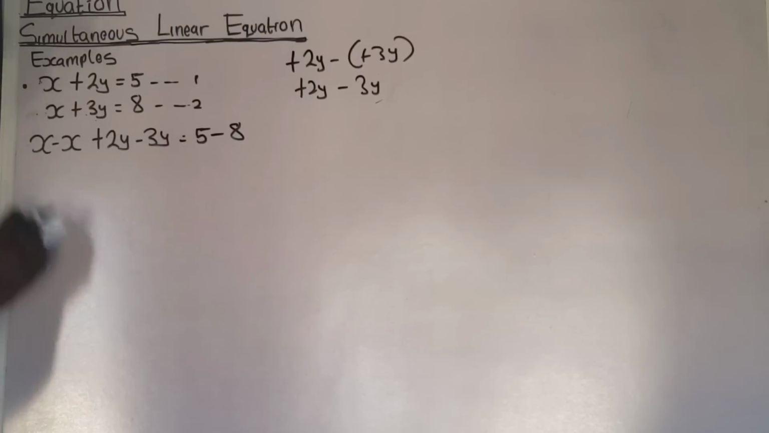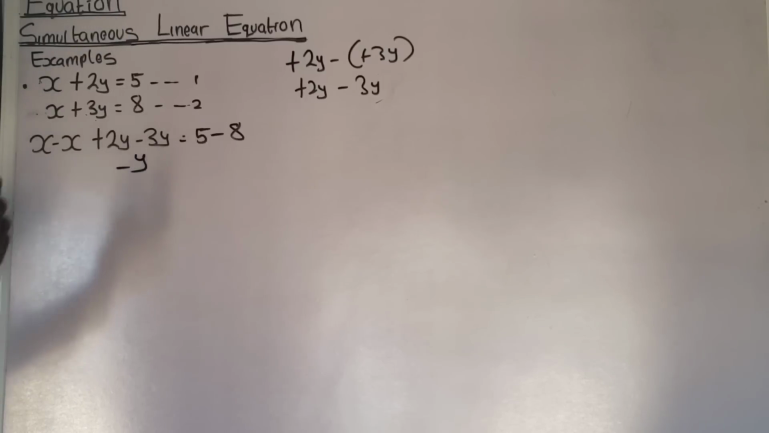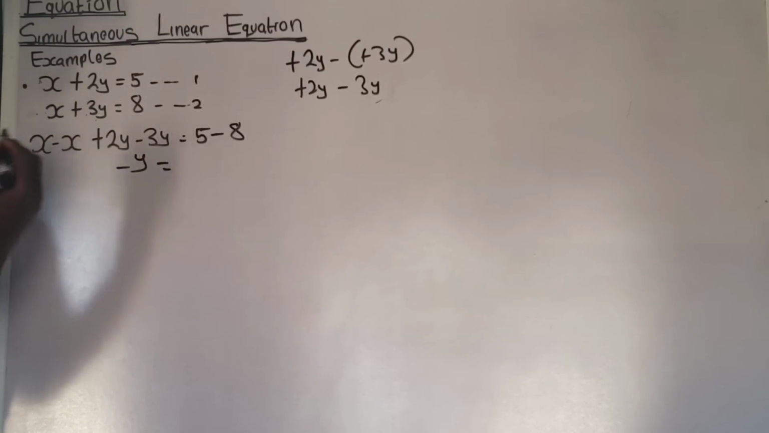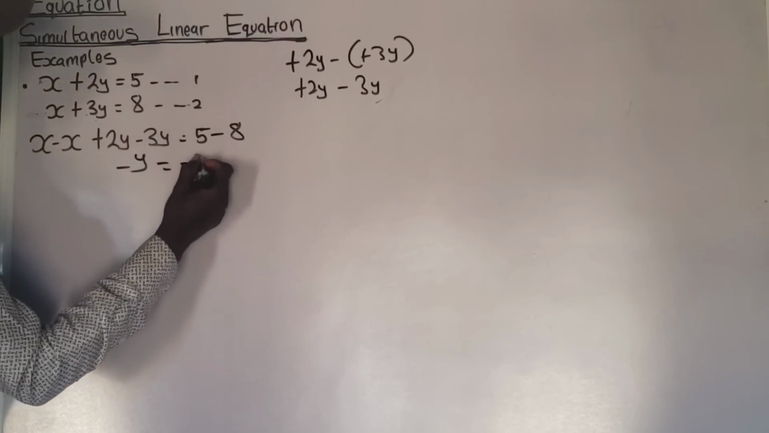Do you understand? X minus x is what? 0. So I'm going to have 2y minus 3y. 2y minus 3y will give me what? Negative 1y. And negative 1y is also the same thing as negative y. Do you understand? So it's equals to 5 minus 8. 5 minus 8 will give me negative 3. So I'm going to have negative 3.